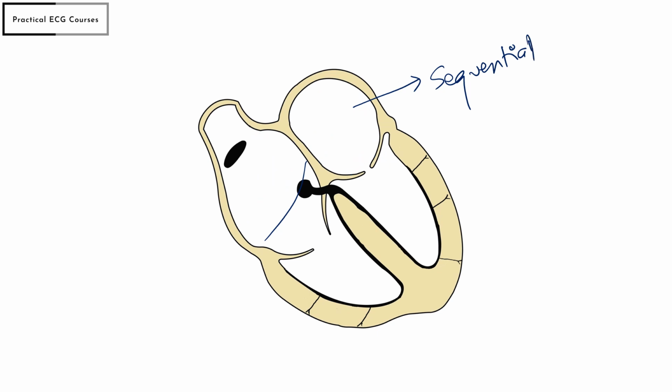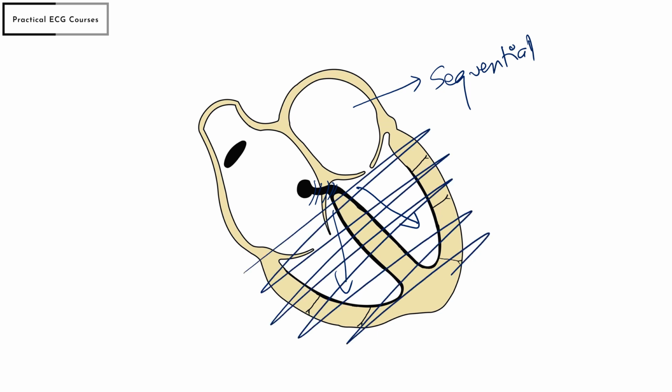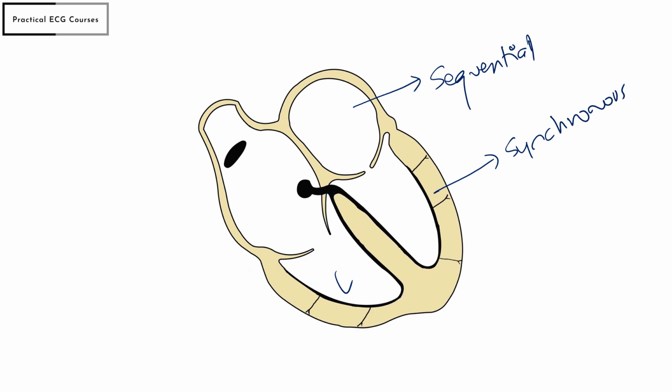In comparison, when the impulse leaves the AV node, it travels down the bundle of His. Once it travels down the bundle of His, the impulse reaches both sides, the right and the left ventricle, simultaneously, and results in a synchronous or simultaneous depolarization of both ventricles. This is an important point to remember: the atrial depolarization is sequential, whereas the ventricular depolarization occurs synchronously.